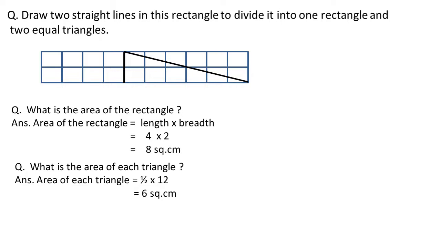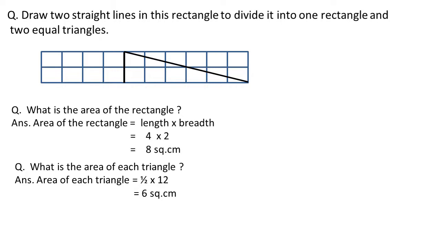After using the two straight lines, there is only one small rectangle, and the answer is: area of rectangle is equal to length into breadth, and the length is 4, breadth is 2. So 4 multiplied by 2 is equal to 8 square centimeter. Area of rectangle is 8 square centimeter. Let's see the next question.